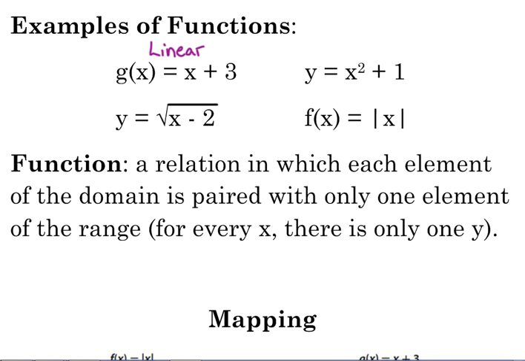y equals x squared plus 1. What's that name? Quadratic. When the x is squared, it's a quadratic equation. We've got y equals the square root of x minus 2. We could go with two different names here. The general name would be radical. Any kind of root: square root, cube root, fourth root, etc. Radical, or you could call it a square root function.